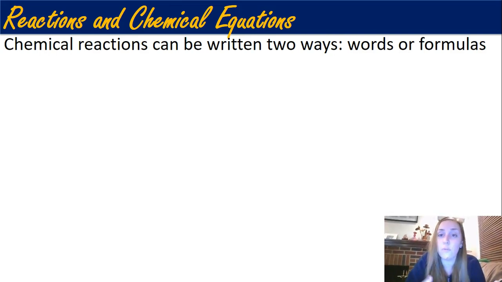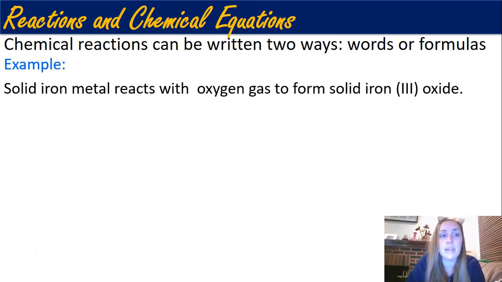You can either use words to describe them, or you can use those chemical formulas. So words, for example, would be solid iron metal reacts with oxygen gas to form solid iron 3 oxide. Notice I've used the chemical names for each substance. I've also included what state of matter they're in, whether it's solid, liquid, or gas.